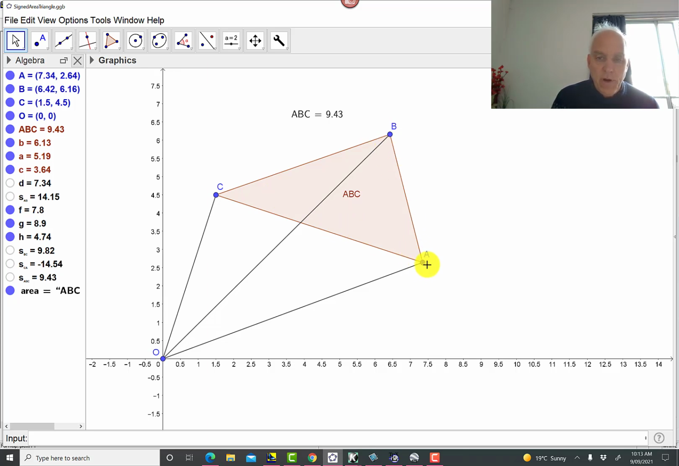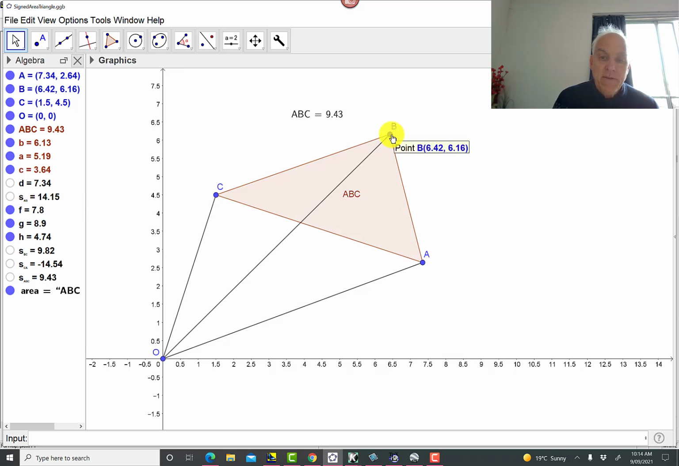Let's look at this first oriented edge from A to B. Its signed area is given by this formula here: the x coordinate of A times the y coordinate of B, minus the y coordinate of A times the x coordinate of B, all divided by 2. That's the signed area of this edge. Geometrically it corresponds to the area of this oriented triangle formed by the origin O, the point A, and the point B, going around in this positive direction from O to A to B. That has the value 14.15.